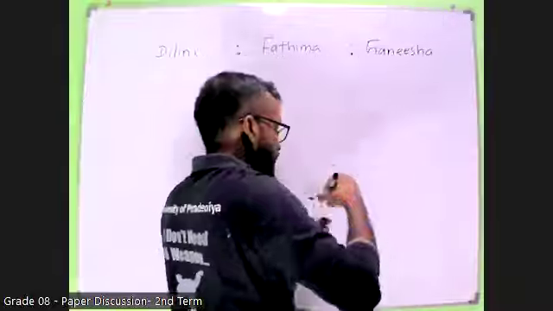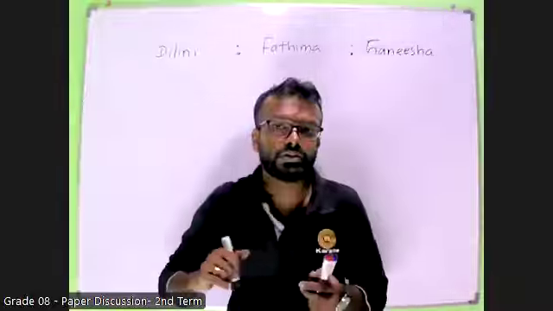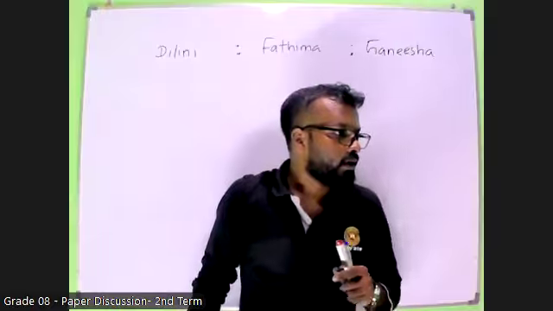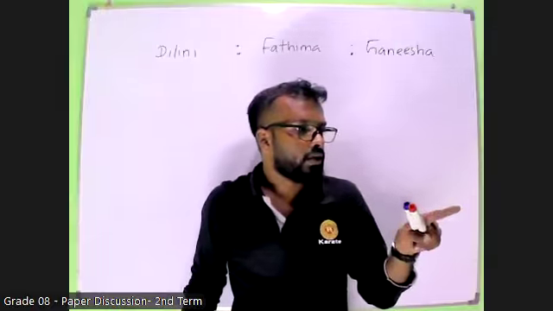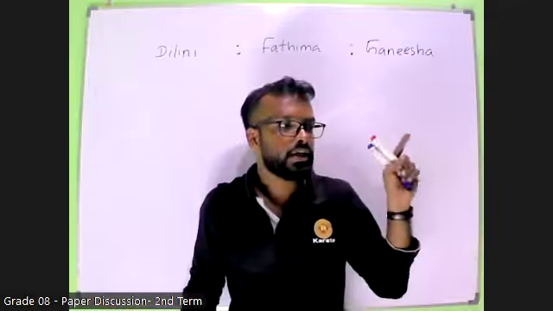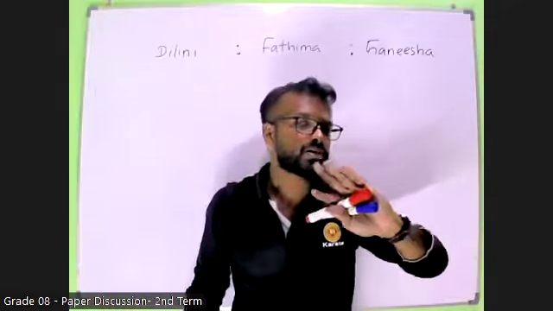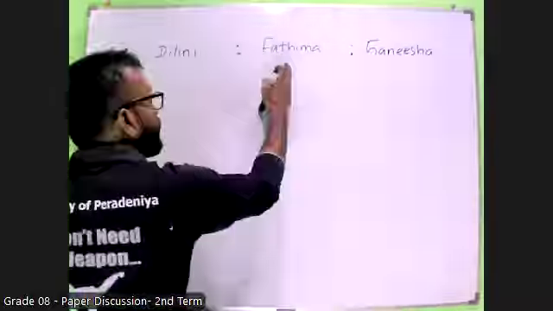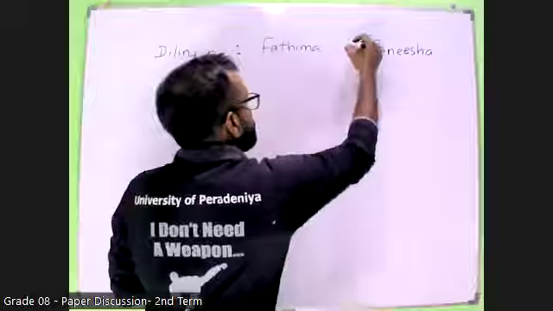I have sent the answers in the last week. Find the ratio of money they invested in the simplest form. So you have to simplify. Dilini to Fatima to Ganesha.